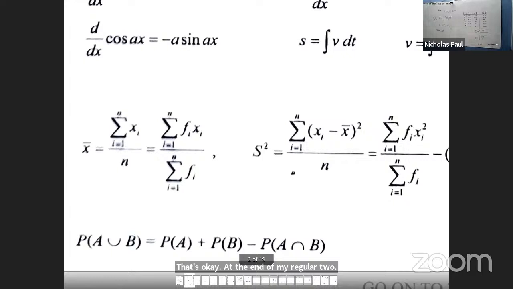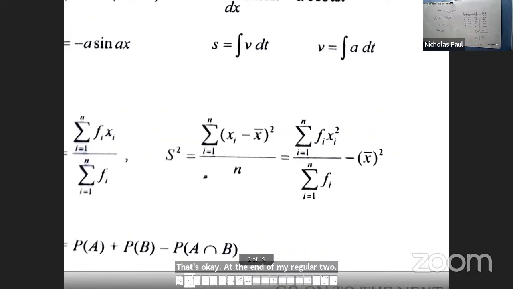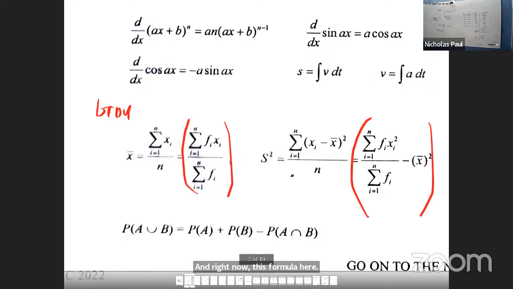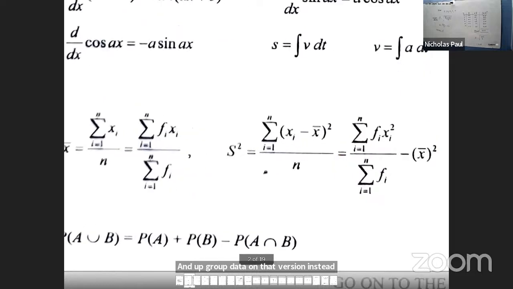All right. I'm going to get you more familiar with this one. Do me a favor, head up grouped data and write down this formula here and this formula here. Remember that formula is S squared, right? I'm going to show you how to use it now. Head up grouped data and write down that version instead, because that's the version that you'll see in the exam, right?